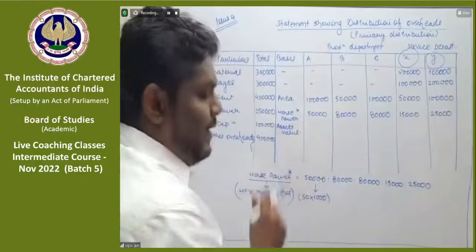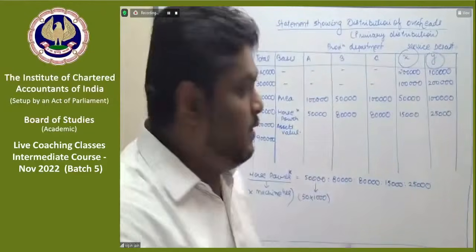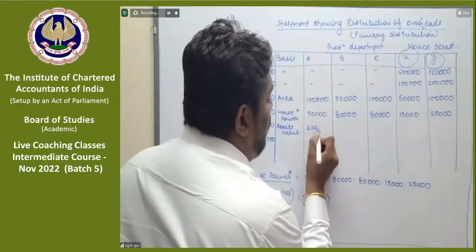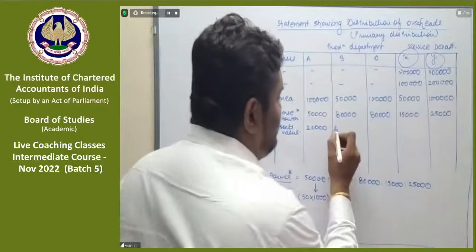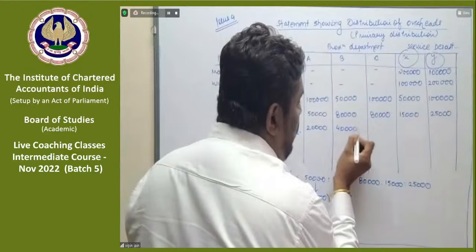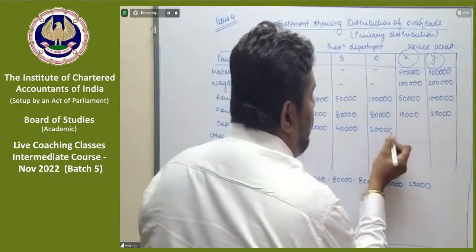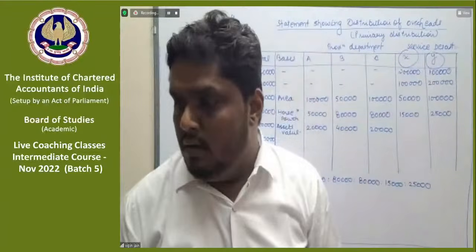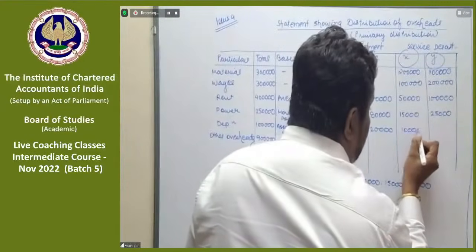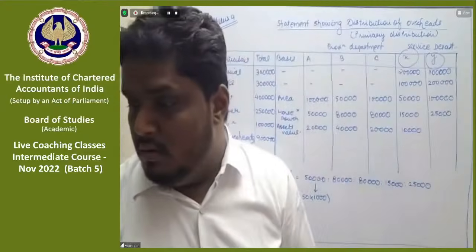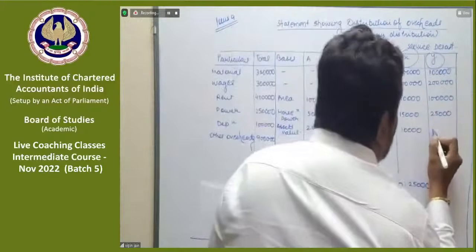So the total is 1 lakh. So this will be distributed as 20,000, 40,000, 20,000, 10,000, and 10,000.